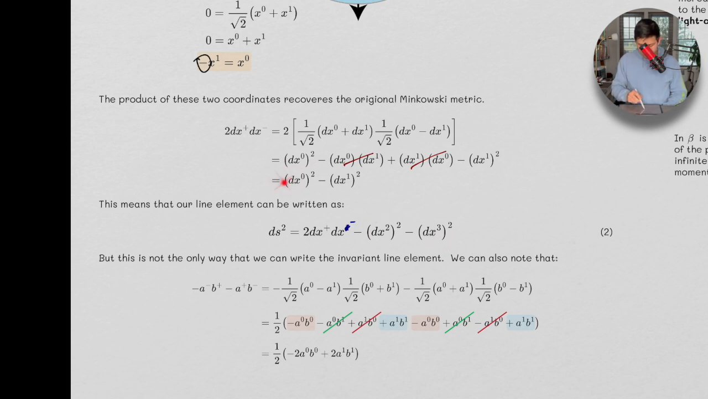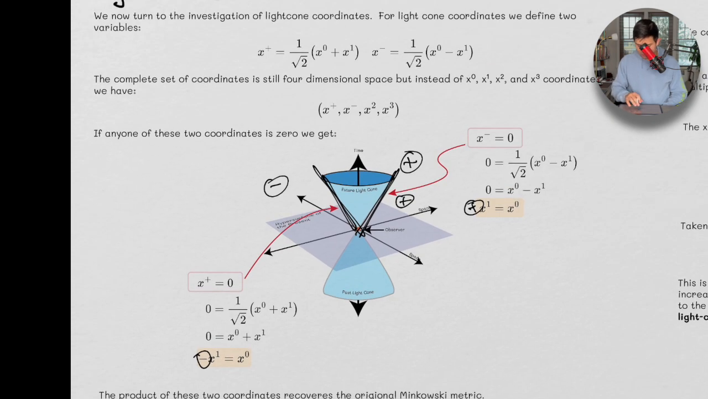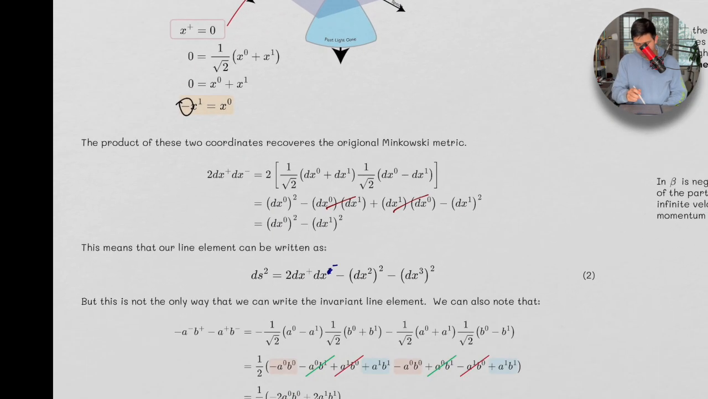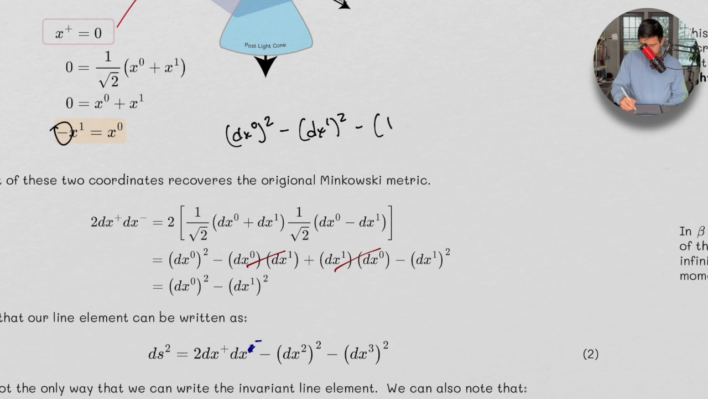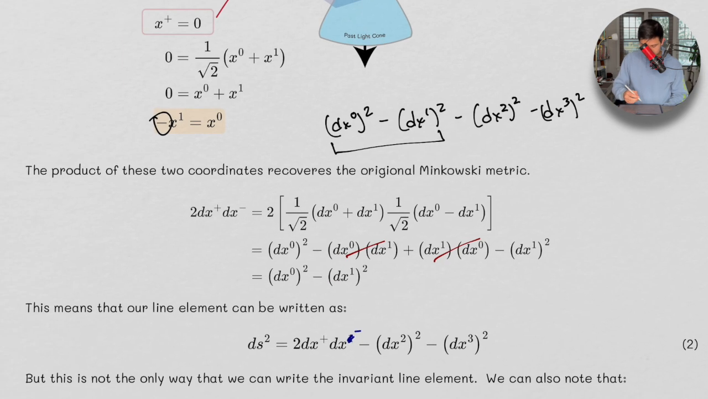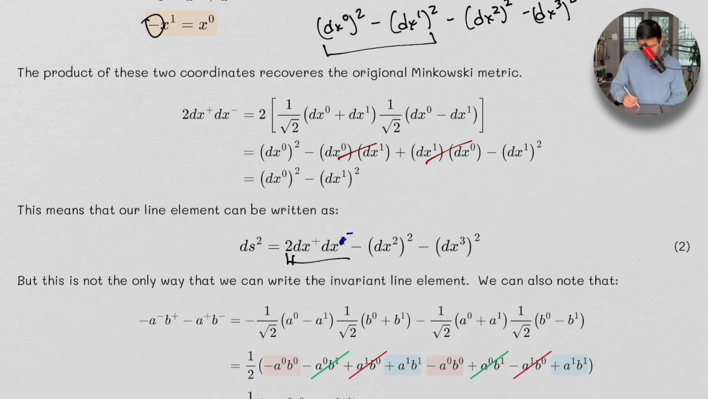And this has a positive sign, a negative sign on x1, negative on x2, negative on x3. So our line element, I don't have it here, but it was dx0 squared minus dx1 squared minus dx2 squared minus dx3 squared. Right, this part here is this bit right here, right?